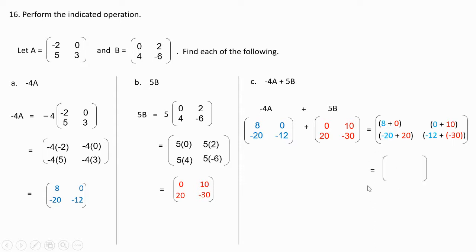So 8 plus 0, this is also to show you what I'm doing here, but you can go like this, guys. 8 plus 0 is 8. 0 plus 10 is 10. Negative 20 plus 20 is 0. And negative 12 plus negative 30 will give us negative 42. This is my solution for negative 4A plus 5B.